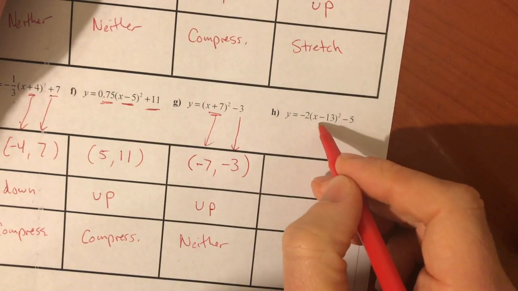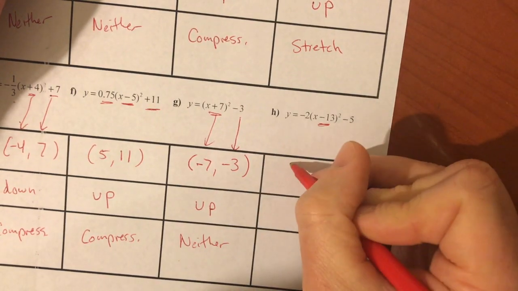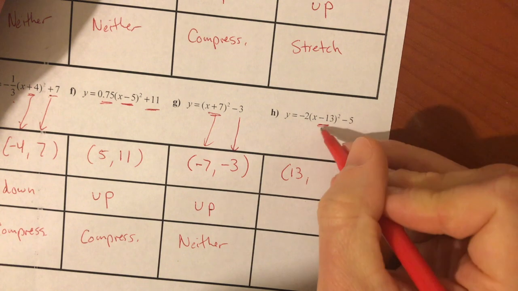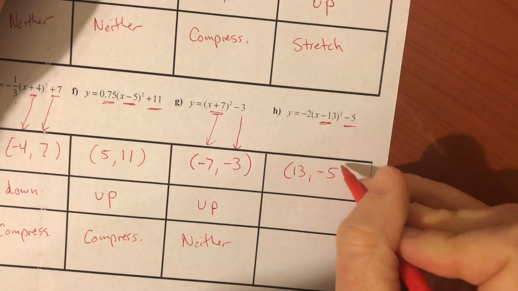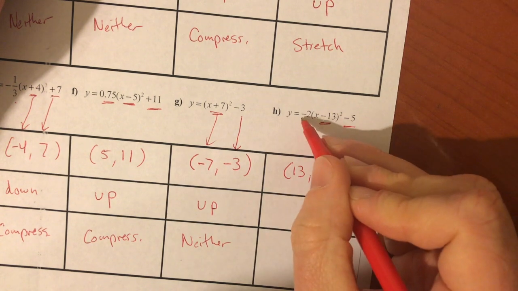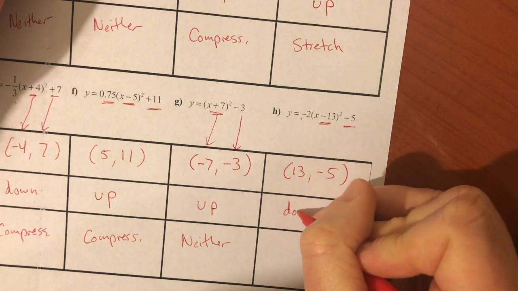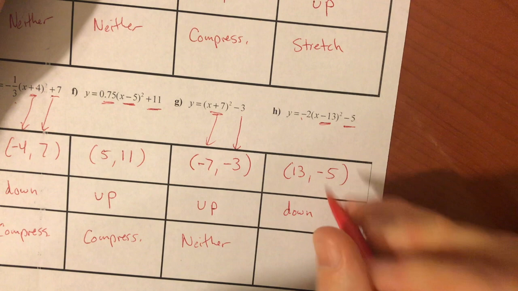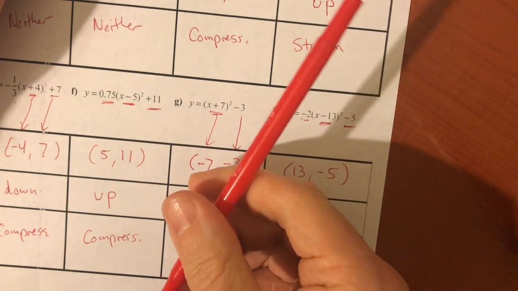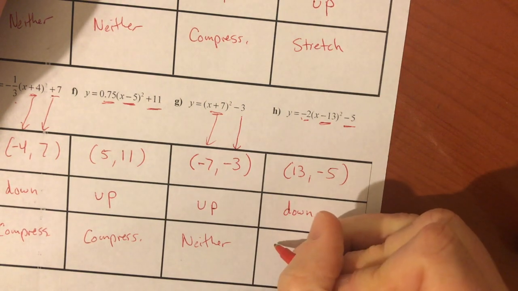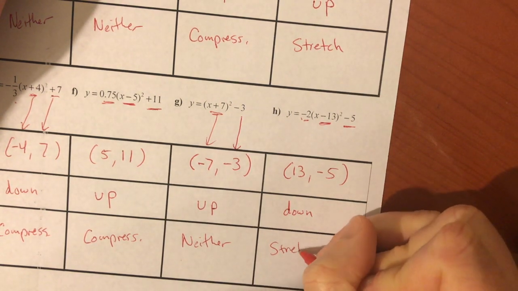And lastly, right here, minus 13 on the inside moves it 13 units to the right. Negative 5 on the end moves it 5 units down. Leading coefficient is negative, so that parabola is opening down, and 2 is a steeper slope than 1, so it's going to be vertically stretched.